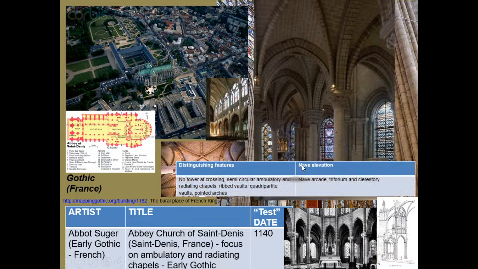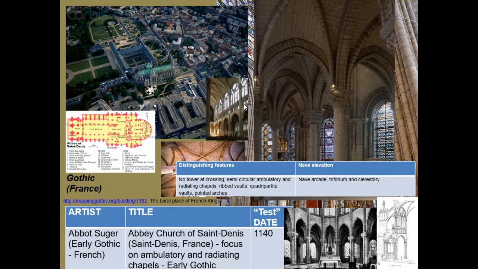So some key points to help you recognize the Abbey Church of Saint-Denis. There's no tower at the crossing, so that should help. There is an ambulatory of radiating chapels that's open because of the ribbed vault, and the sections are divided primarily into quadripartite, four-part vaults. Look for pointed arches. On the interior, we just have a three-part elevation: a nave arcade, no gallery, triforium, and clerestory, allowing us more and more space for the windows.